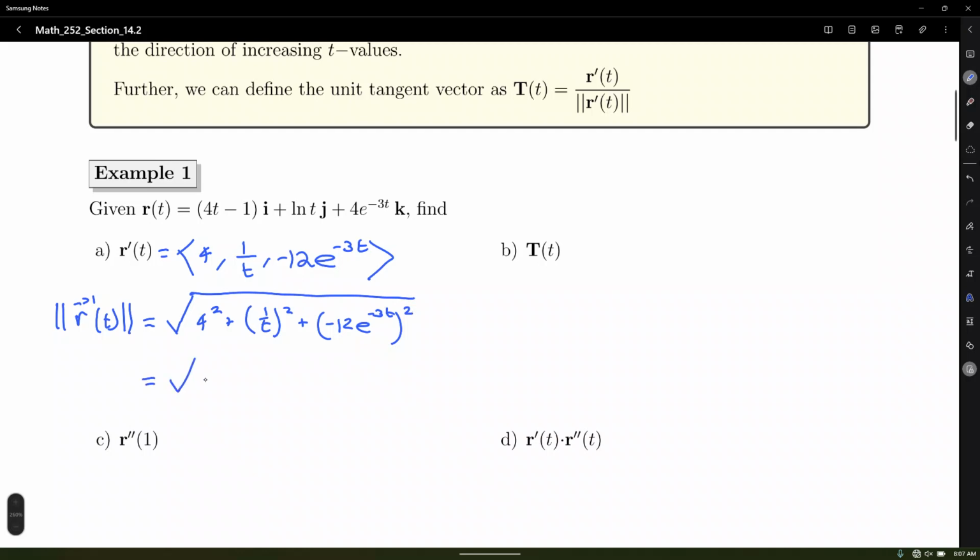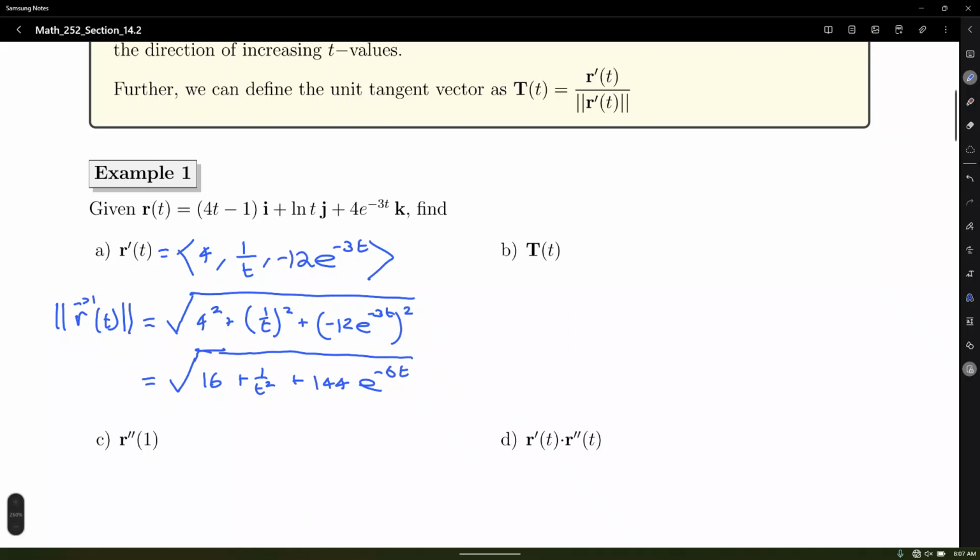The square root of 16 plus 1 over t squared plus negative 12 squared, that's positive 144, e to the power of another power, multiply the powers, that's going to give us a negative 6t. Okay?